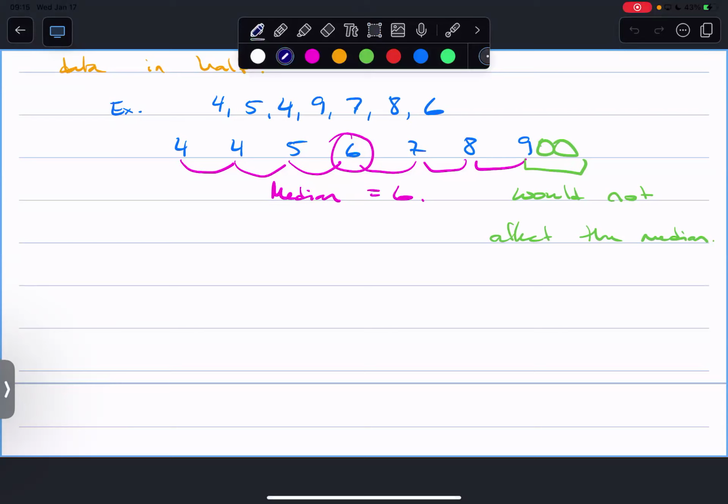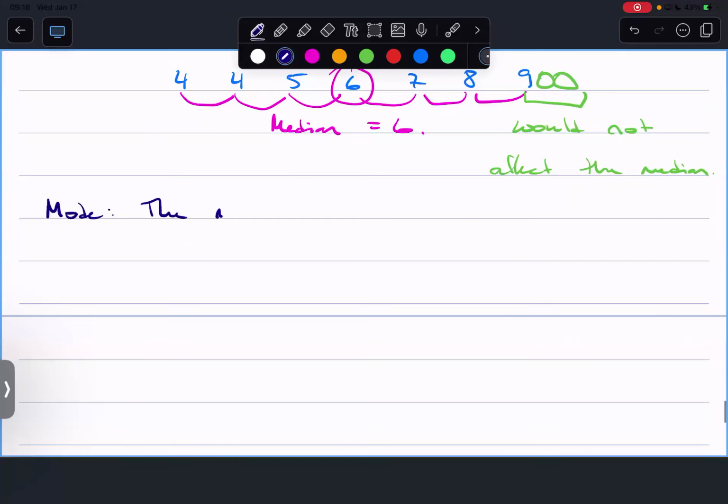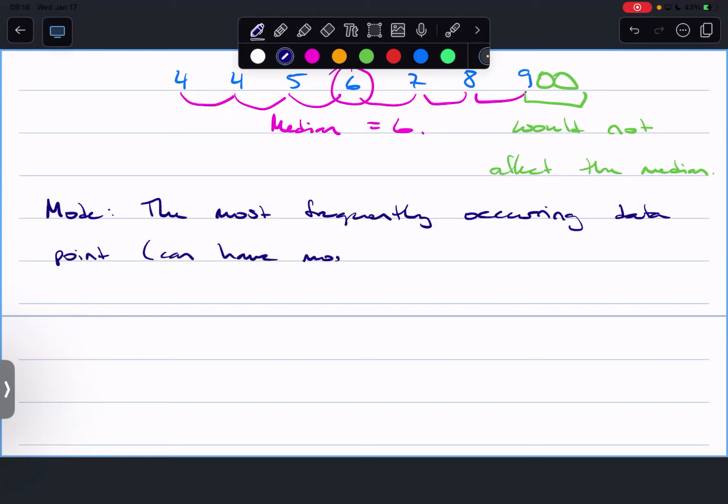But let's talk about the mode. The mode is another measure of center, but it's not that common. Well, pun intended, I guess. What's the mode? It's the most common data point, or the most frequently occurring data point. I can never remember if it's 2 R's, so I'll just make it look occurring. You can have more than one, right? So it's allowed. And so you can have more than one.